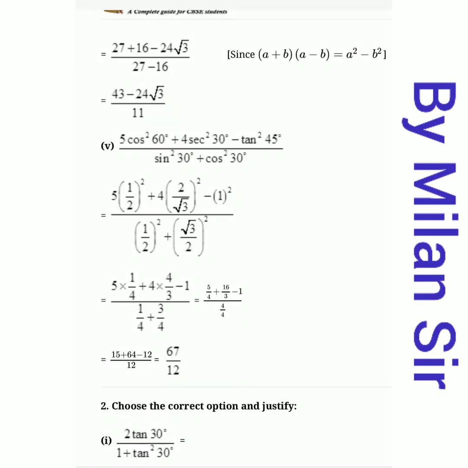Okay. Question number 5. 5 cos square 60 plus 4 sec square 30 minus tan square 45 divided by sin square 30 plus cos square 30. So put the value of cos square 60. Cos 60 is 1 by 2, so 1 by 2 all square because square is there. Then sec 30 is 2 upon under root 3 but square is there, so 2 upon under root 3 all square. And tan 45 is 1, and tan square 45 is there, so 1 square.